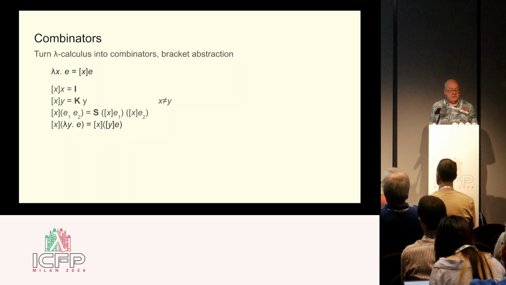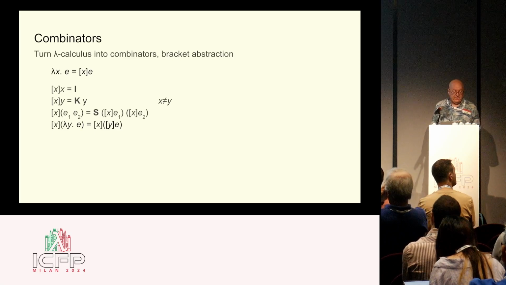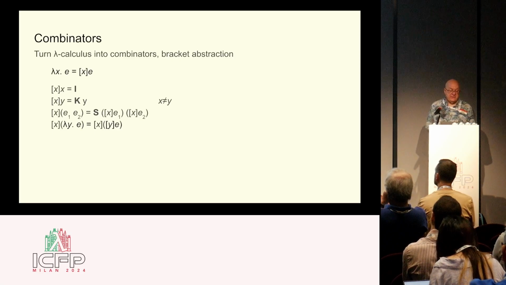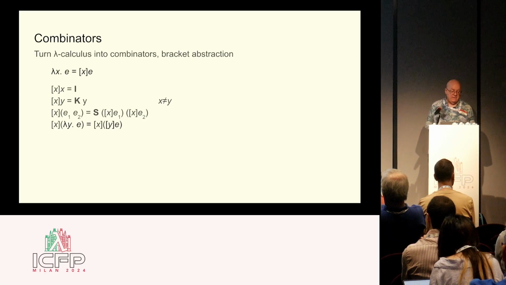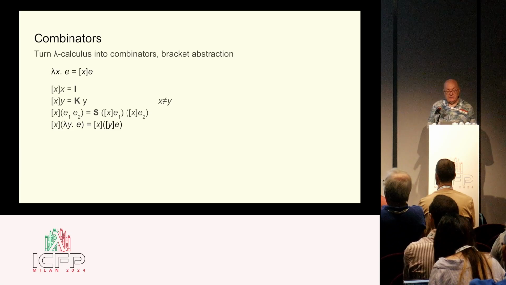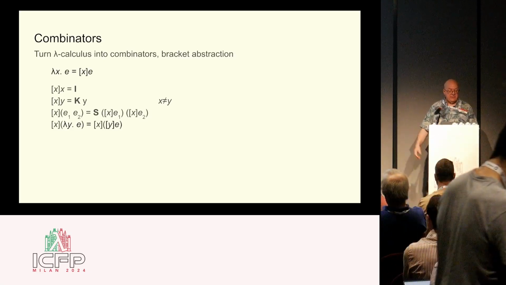How do you convert a lambda term to S, K and I? Well, here is the little algorithm, usually called bracket abstraction. So if you have lambda x dot e, then you do this: bracket abstract x from e. Okay, so if you abstract x from x, you get the identity combinator. If you abstract x from y and y is not x, then you get K of y, because you will be given an x later and you throw that away.